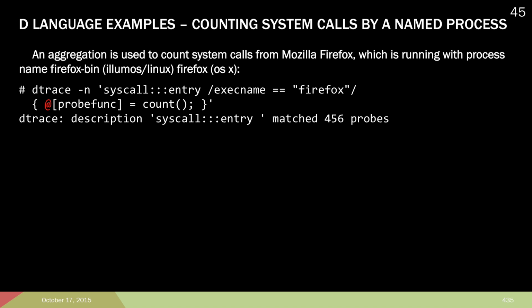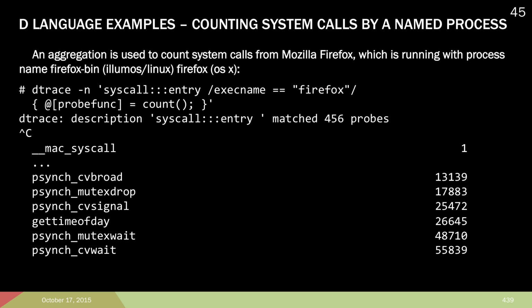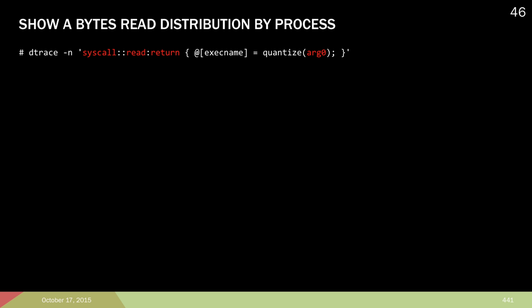Here, an aggregation is used to count system calls from Mozilla Firefox. In this case, Firefox called psynch_cvwait over 55,000 times. We can see the actual number of bytes read.